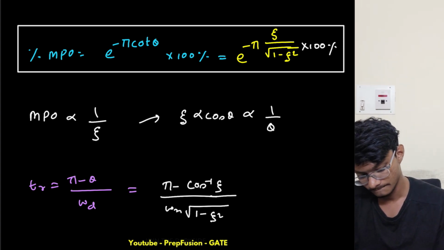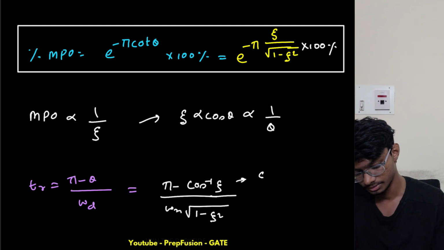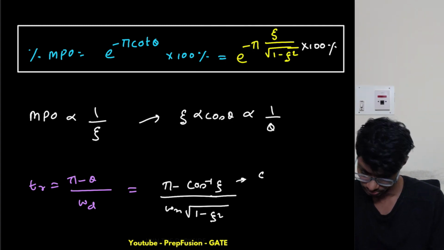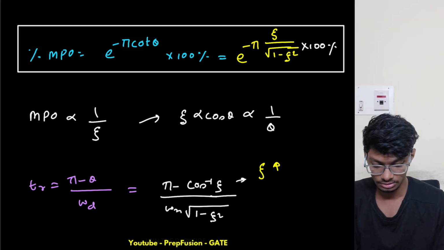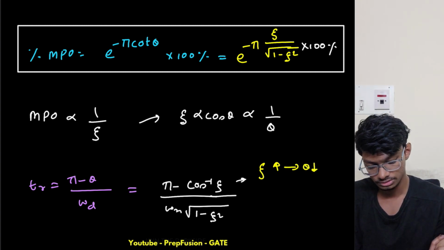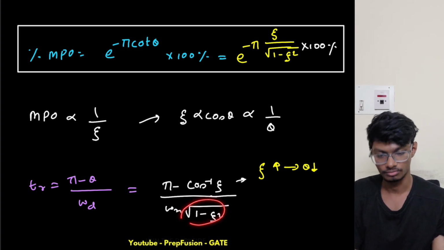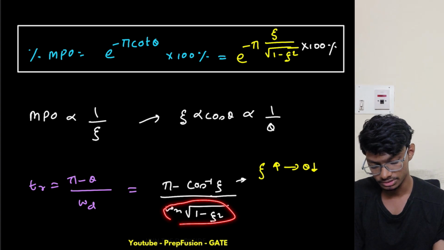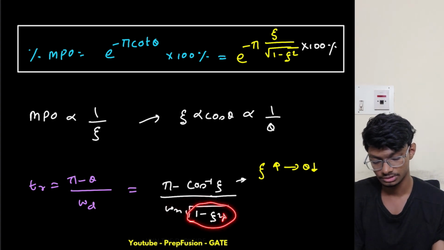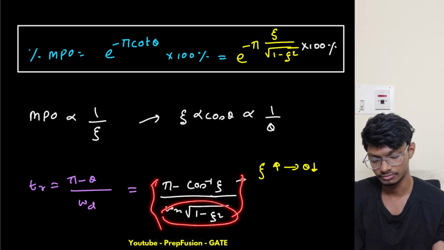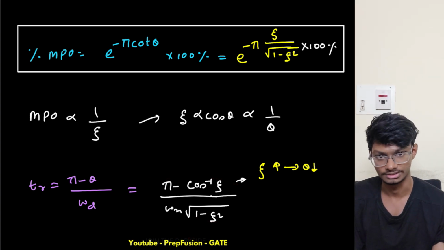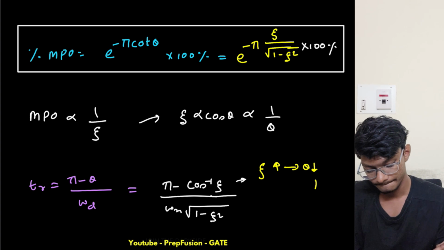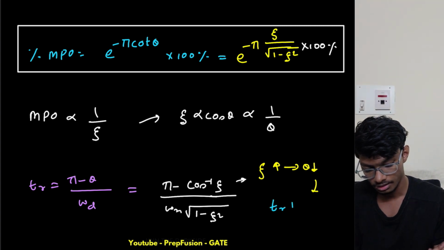Let me write this in a different color. If my zeta increases, then what will happen? Then my theta will reduce, and if theta reduces, then this bottom term also reduces, because this increases and this whole thing reduces, and if this denominator reduces, then this whole upper thing will increase, right? If from 1 it becomes 0.95, then obviously the ratio, this whole term, will increase. Hence my TR will increase.